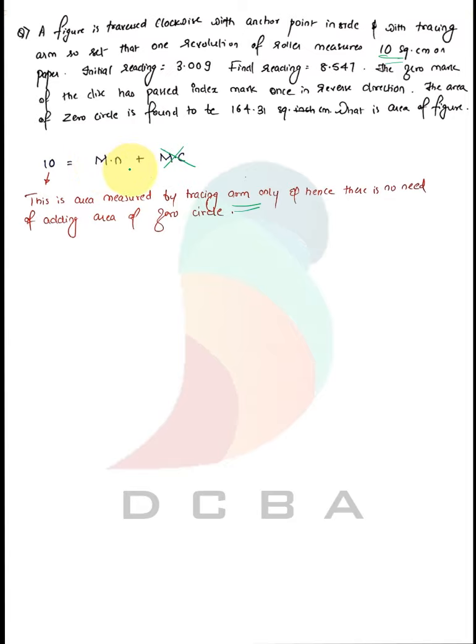So 10 is equal to M into N. N is 1 revolution, they have told us 1. So 10 is equal to M into 1. So M is equal to naturally 10 centimeters square.